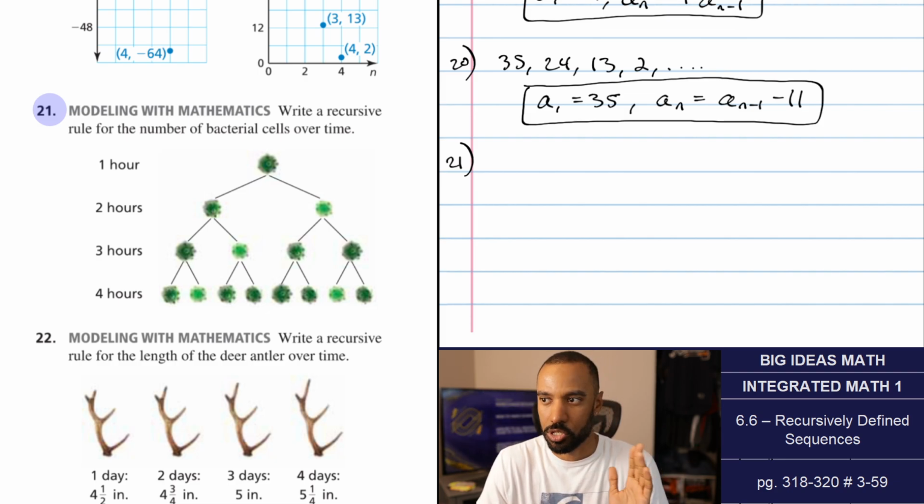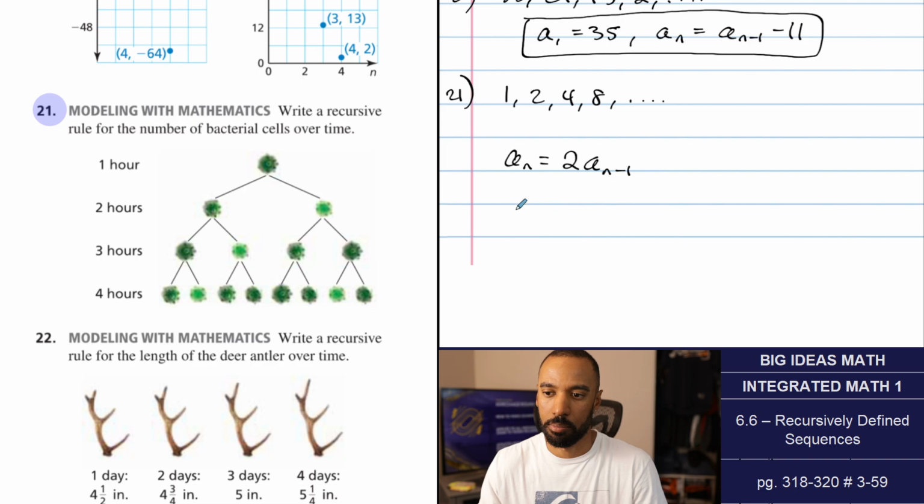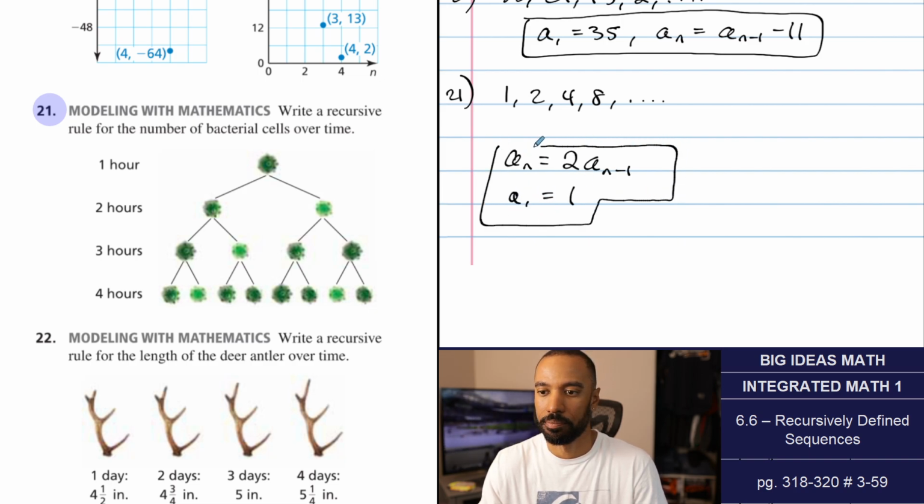I guess it's how many cells there are. I guess the cell is splitting. It's not getting 2 new bacterial cells. It's splitting itself apart. So there's 1, and then there are 2, and then there are 4, and then there are 8. So we got to write a recursive rule there. We're doubling each time. So a sub n is doubling a sub n minus 1, the previous term, starting from 1. In the first hour, there is 1.